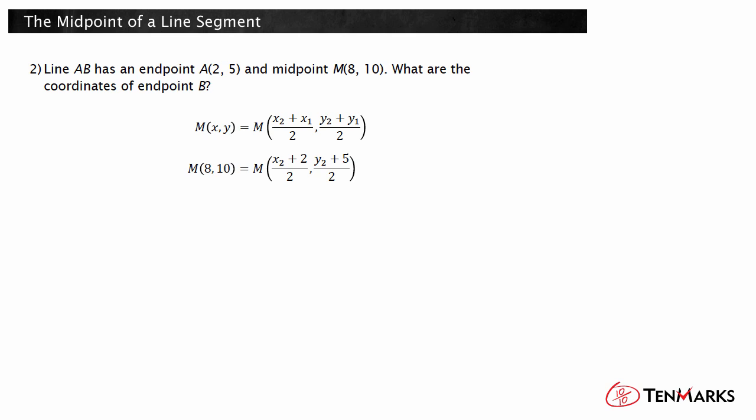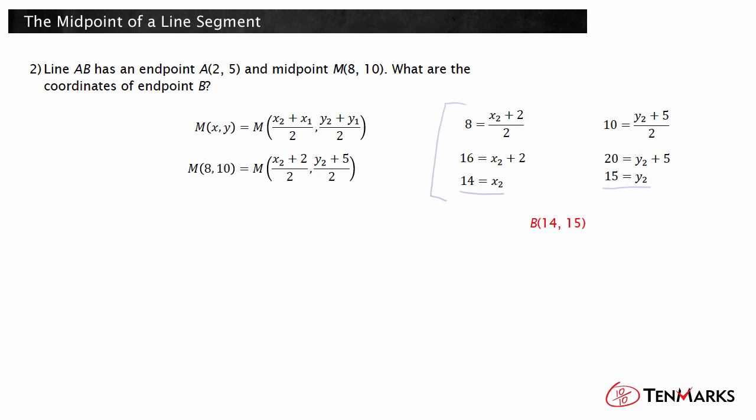So the x-coordinate of the second endpoint can be found with this equation. Solve the equation. The x-coordinate of endpoint B is 14, and the y-coordinate of the second endpoint can be found with this equation. Solve the equation. The y-coordinate of endpoint B is 15. So the coordinates of endpoint B are 14, 15.